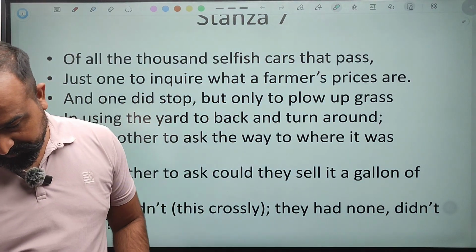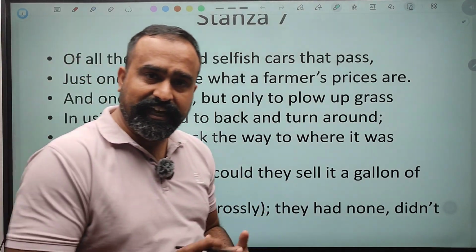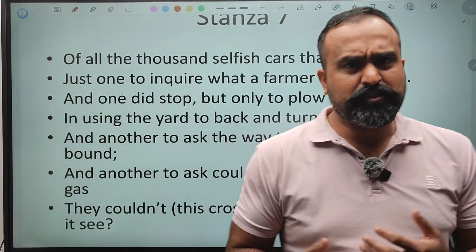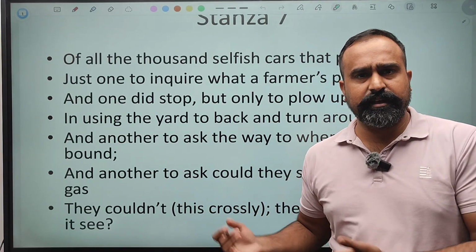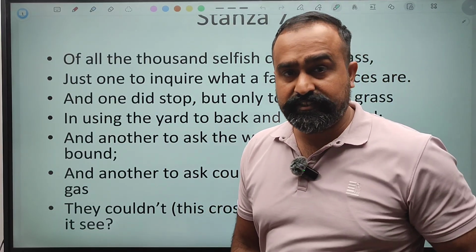ठीक है. Third one to ask if they can sell it a gallon of gas. कुछ पूछती हैं कि आपके पास गैस या फिर पेट्रोल अवेलेबल है. Of course, can't you see these people don't have anything? They are poor farmers trying to sell vegetables. How can they have a gallon of gas? Basically to mock them, make fun of them.